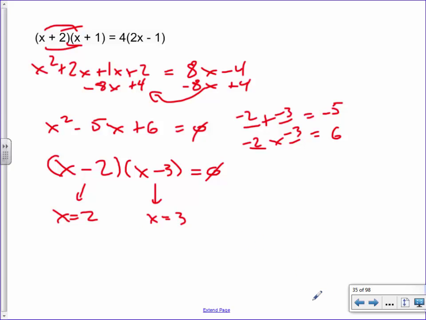Let's check our work. Go for it. If I put a 2 right here and a 2 right here, that makes it what? 4 times 3, that's 12. If I put a 2 right there, it's 4 minus 1, that's 3. 3 times 4 is 12. Checks out. I'm sure the other number works too.